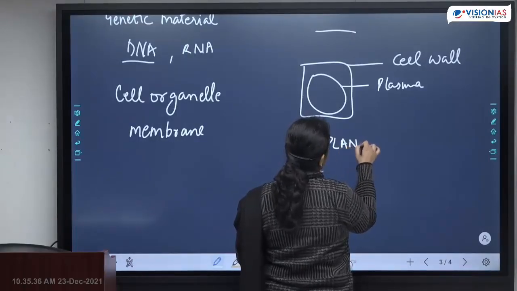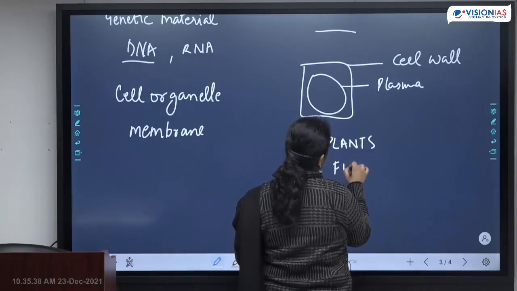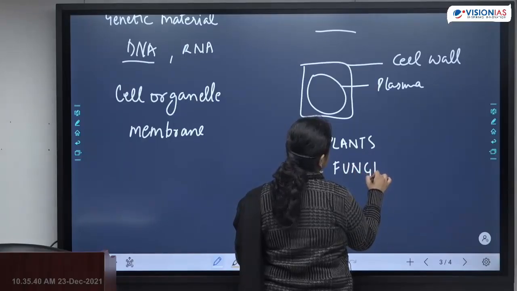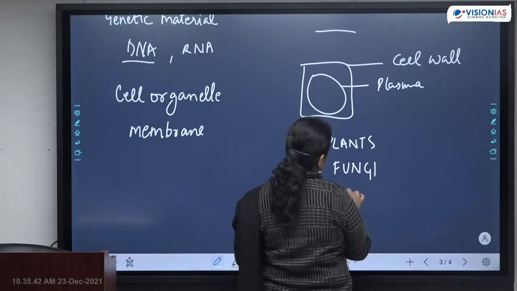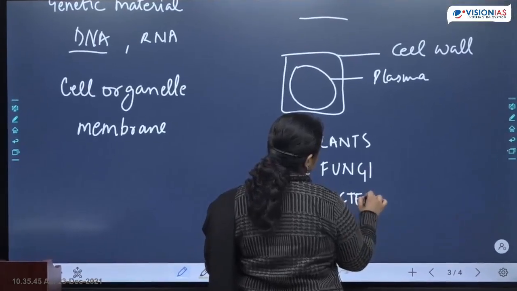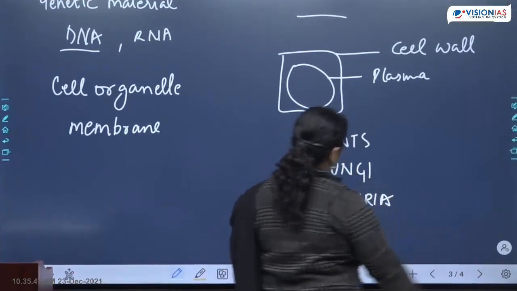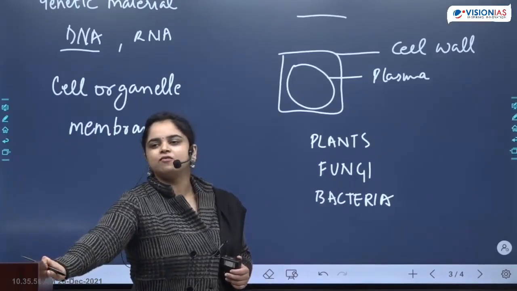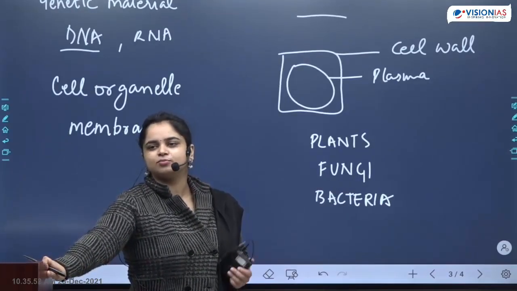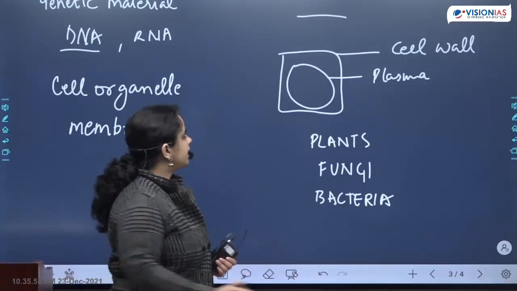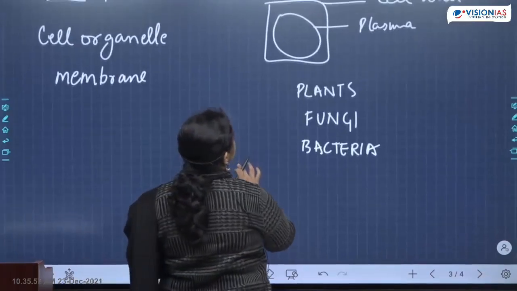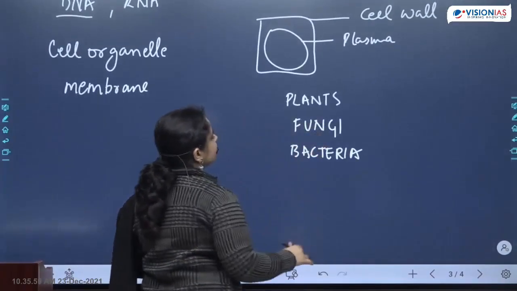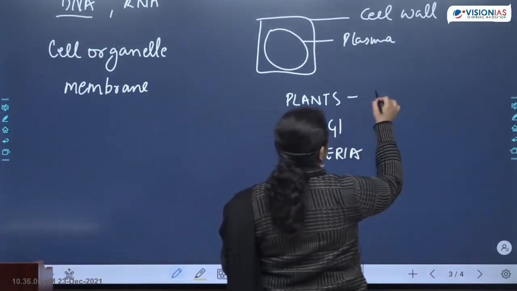We have plants, then fungi and bacteria, which are known to have a cell wall. This cell wall is supposed to give them additional support and protection, and it is made up of different things in each of these cases.